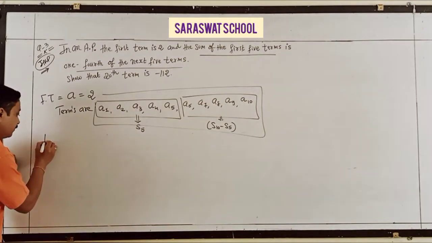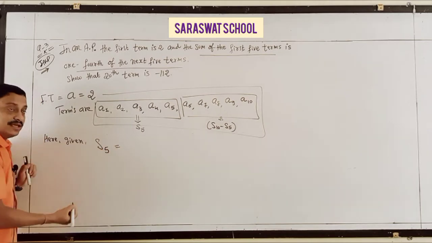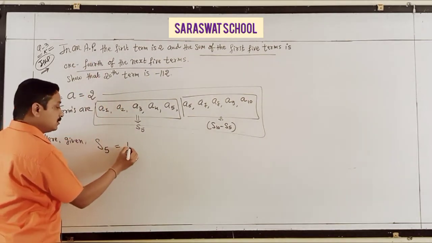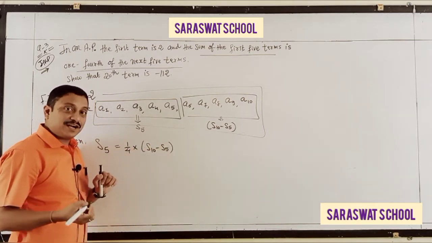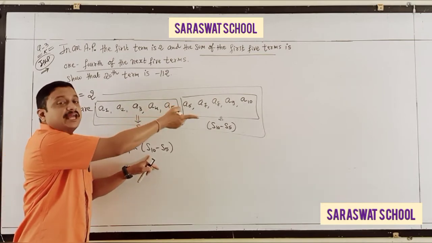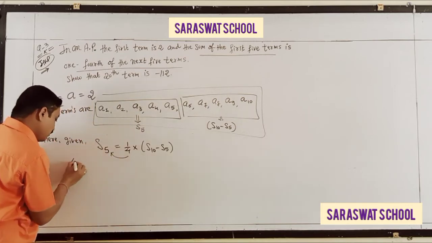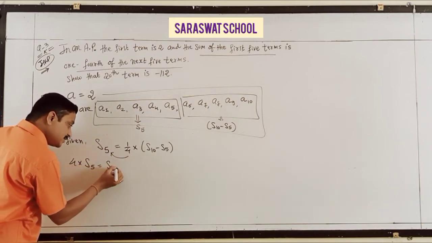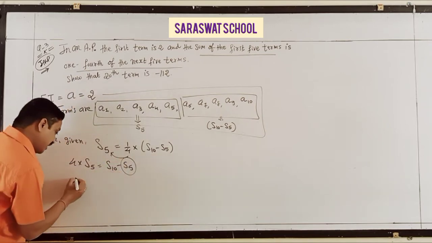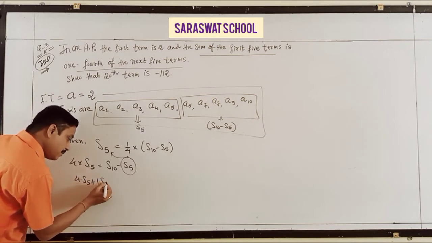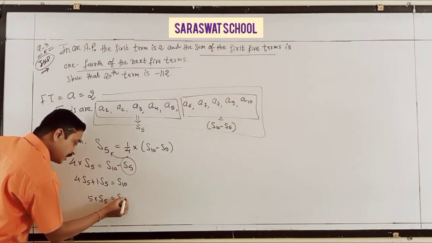So here, given, read again. Sum of the first 5 terms is 1/4, means 1 by 4 of the last 5 terms. Last 5 terms I am taking again, total 10 minus first 5 terms. Now very easy, this 4 take upside, 4 into S10 minus S5. Now this S5, you check left to right, 4 times S5, 1 times S5, they get 5 times S5, and here S10.